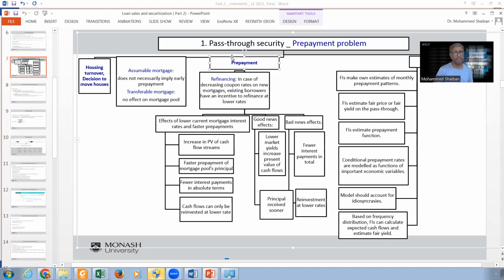Why do these prepayments happen? Because people either retire their loans or they move from one city to another city. So there is something called assumable mortgages. When there are assumable mortgages, there is no disturbance for the repayments because the seller, the current holder of the mortgage, will sell it to another person, and that person will assume the payments.